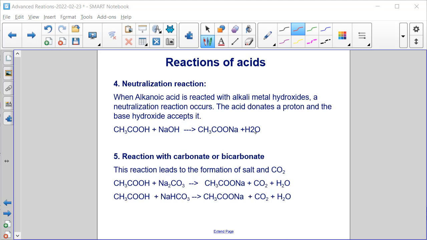Another type of reaction that acids can undergo is a reaction with carbonate or bicarbonate. So you can see here a reaction. Here's an acid, CH3COOH in both cases. Here reacting with sodium carbonate. In the second example, reacting with sodium bicarbonate. In both cases, the sodium binds with the deprotonated acid, and then the products additionally are carbon dioxide and water.